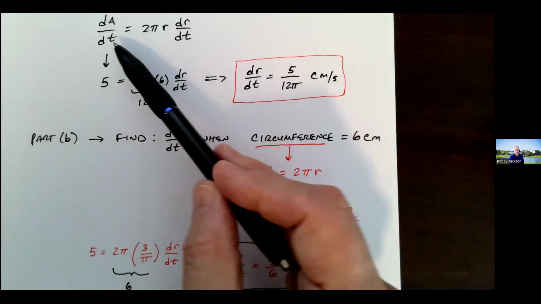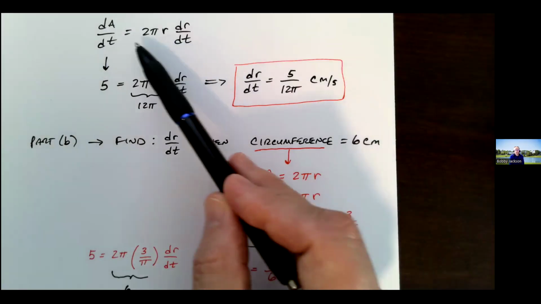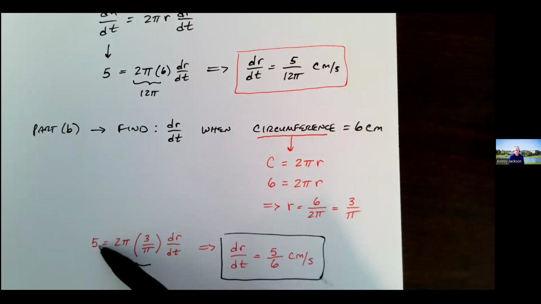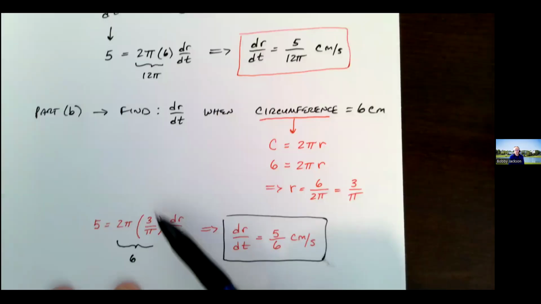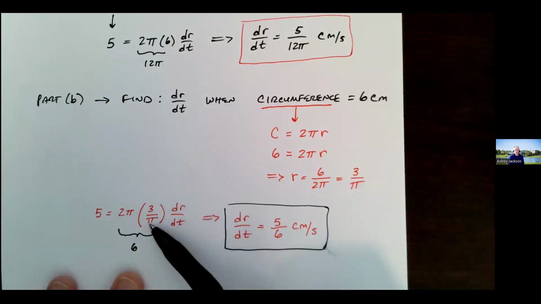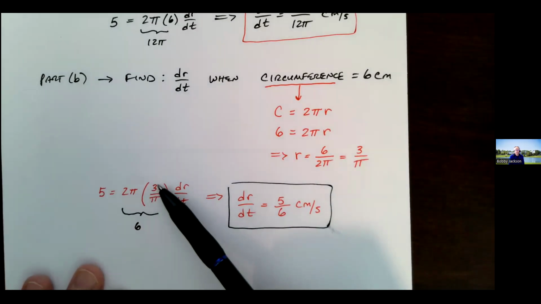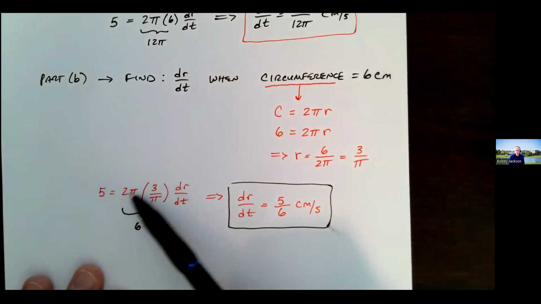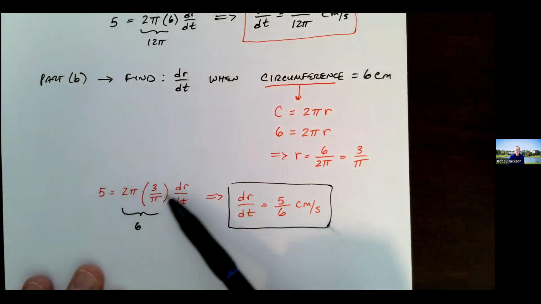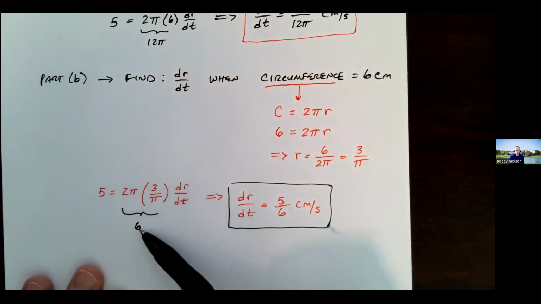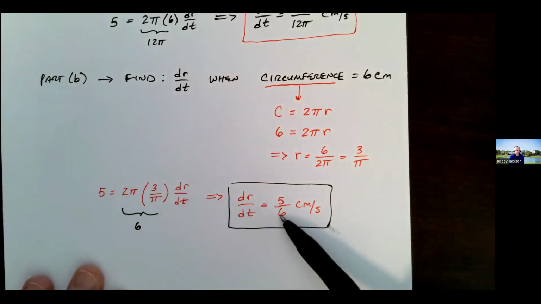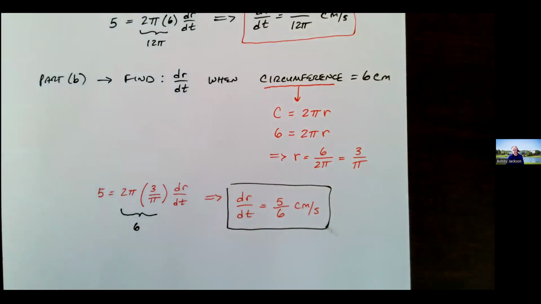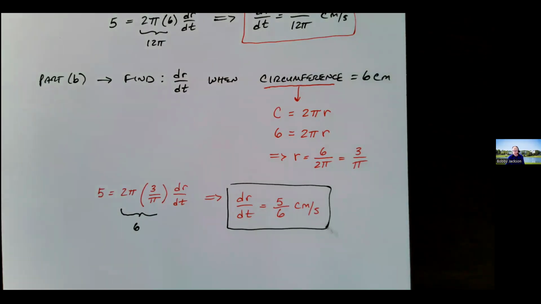Okay, so we're going to now just plug into the same related rates equation. Again, dA/dt is going to be 5, but this time r will be 3 divided by pi. When I multiply 2 pi times 3 divided by pi, the pi's cancel. I just get 2 times 3, which is 6. And so solving for dr/dt means divide by 6. So dr/dt is 5/6 centimeters per second. Okay, hope this one helps.